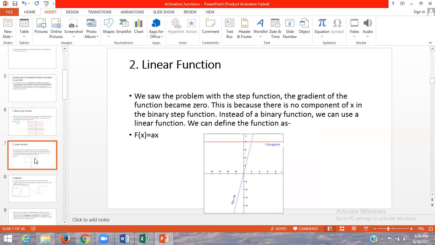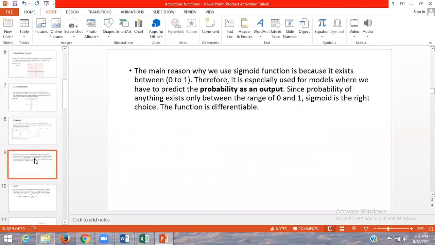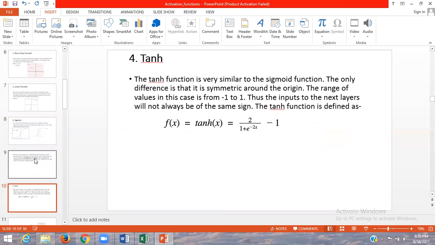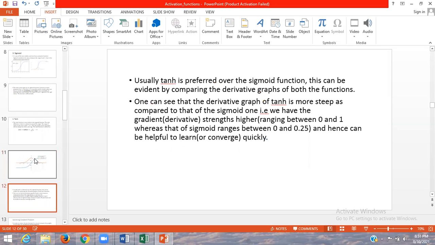Next, we have seen linear function, which works on the linear data only, and the sigmoid function, which generally we are using to classify the data, and it works very well where we have to calculate the probabilities. The next was tanh function, and this was the graph of the tanh function. There is a minor difference between the sigmoid function and the tanh function. Otherwise, they are very much similar to each other.